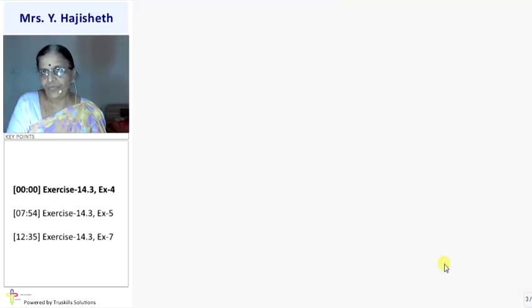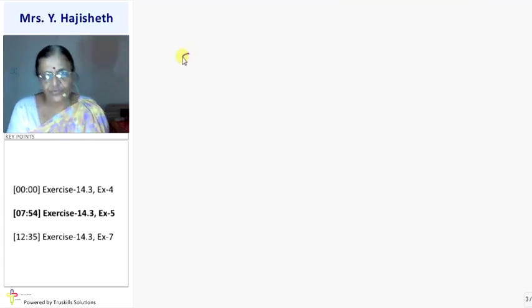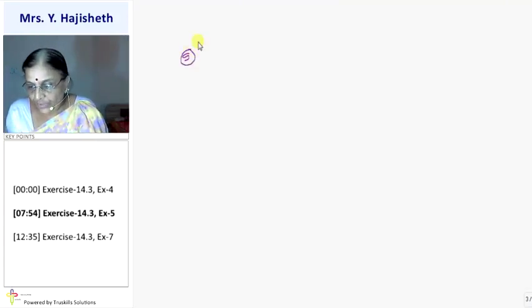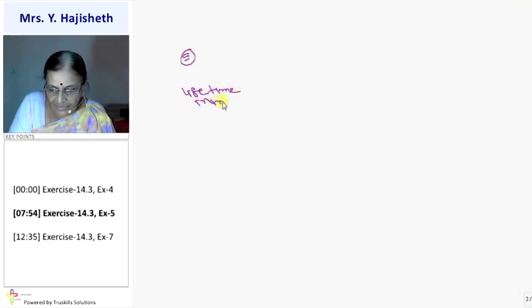Now sum number 5. The fifth sum of your textbook is given. The following table gives the distribution of lifetime of 400 neon lamps. You are given lifetime in hours and number of neon lamps.